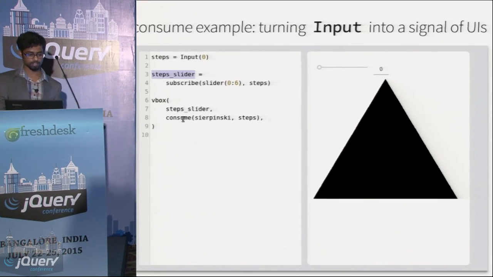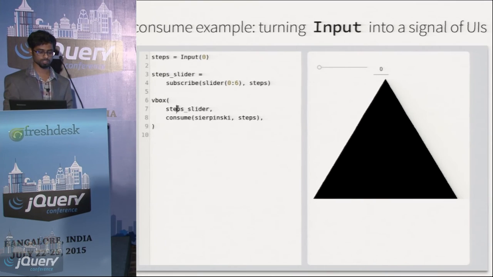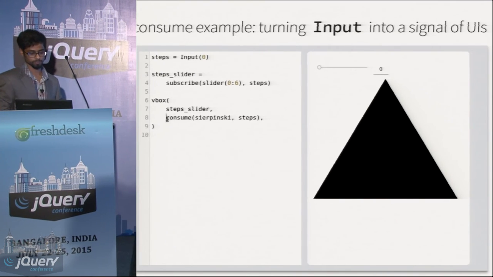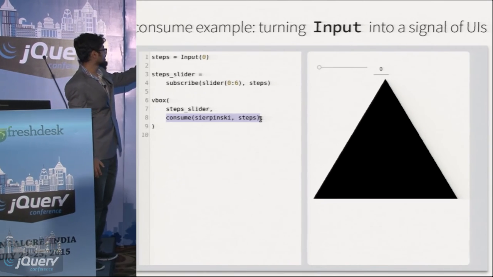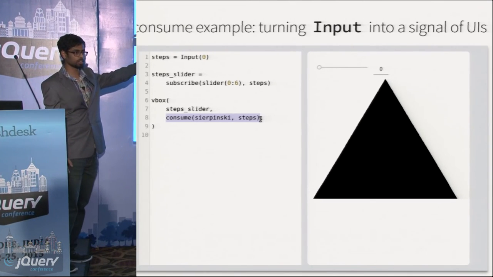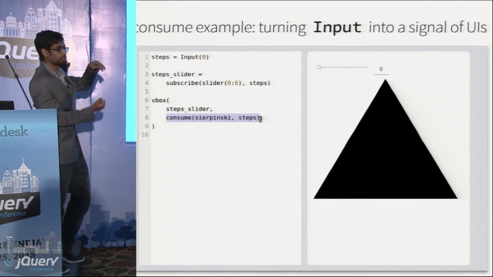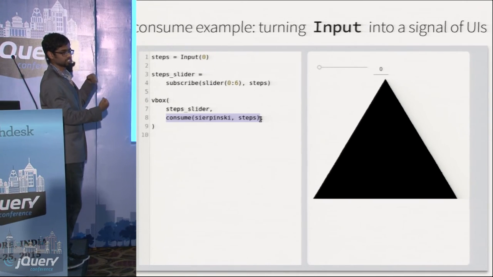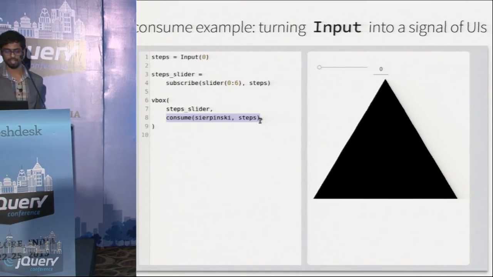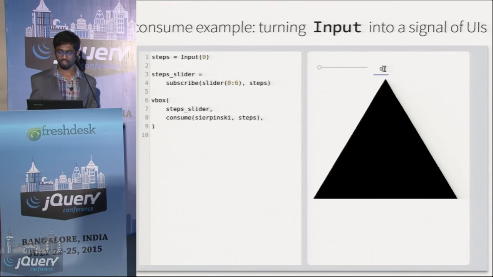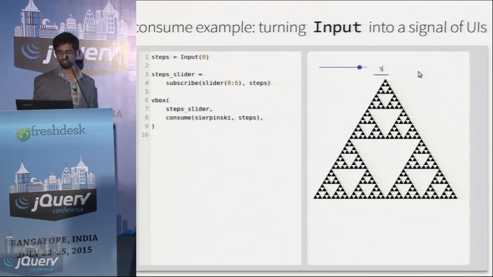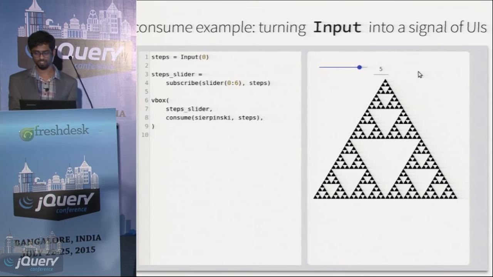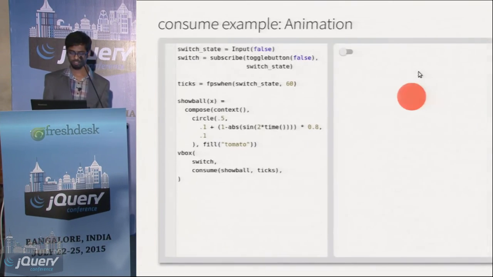Okay. Now I put this slider in a V box along with this thing. And what this thing is, it's basically consuming steps, the step signal, and applying the Sierpinski function at each step, at each update, right? So now when I update the signal, it's going to change. So it's pretty simple. Everything is on the screen and easy to think about.